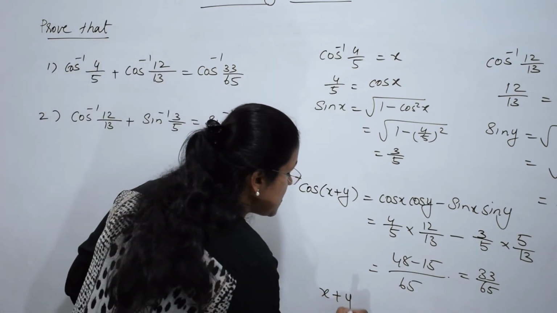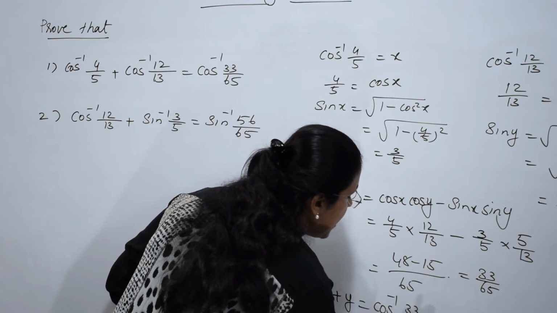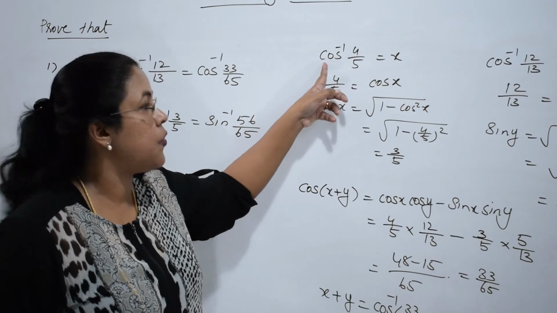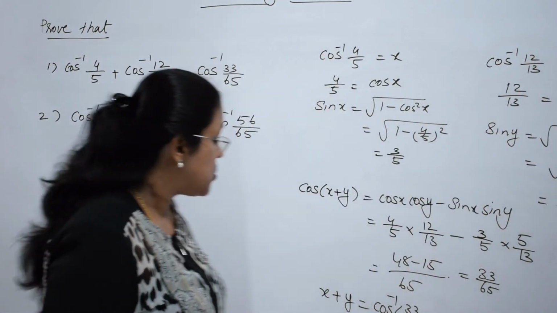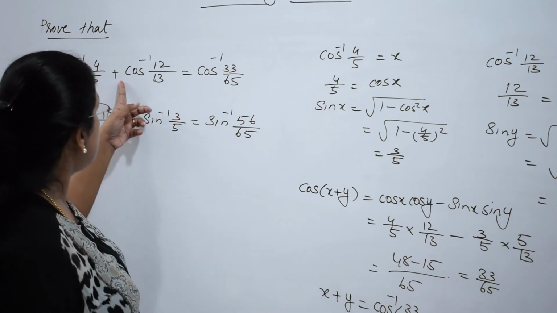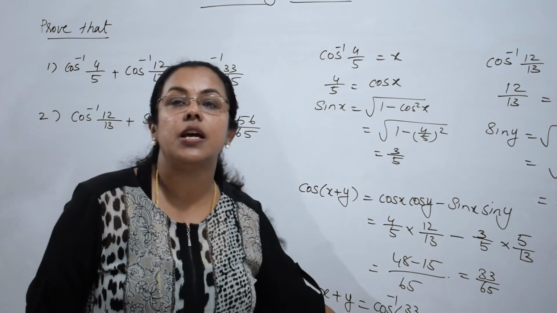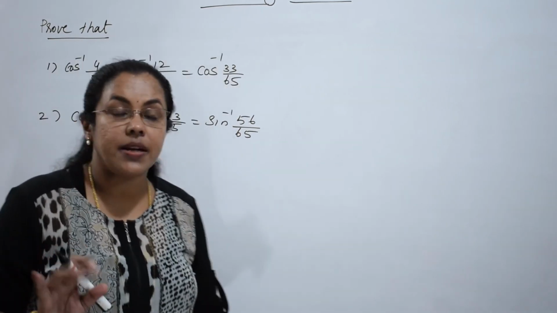That is x plus y is cos inverse 33 by 65. What is x? Cos inverse 4 by 5. What is y? Cos inverse 12 by 13. So we get the final answer as cos inverse 4 by 5 plus cos inverse 12 by 13 is equal to cos inverse 33 by 65. Now look at the next question.